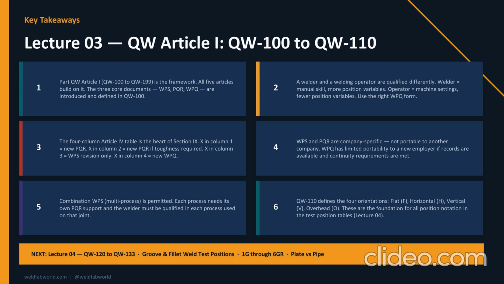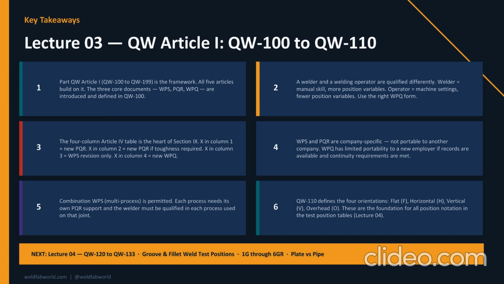6. QW 110 defines the 4 fundamental weld orientations. Flat at 1G, 1F. Horizontal at 2G, 2F. Vertical at 3G, 3F. Overhead at 4G, 4F. These 4 letters and numbers are the building blocks of every position notation in the rest of the course. If these are not completely clear, go back to slide 7 now.